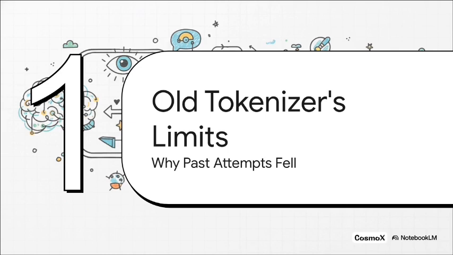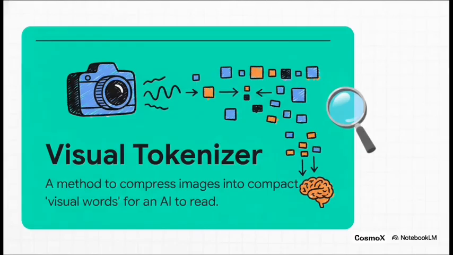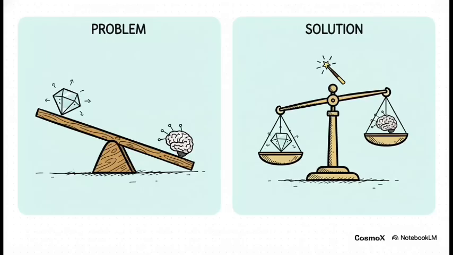It's a little something called a visual tokenizer. Think of it like this. An AI doesn't see a picture the way you and I do. It needs a translator. A visual tokenizer is that translator. It takes an image and breaks it down into a bunch of little visual words, or tokens, a language the AI can actually read. And of course, the better that translation is, the smarter the AI can be about the image. And that's exactly where the problem was.